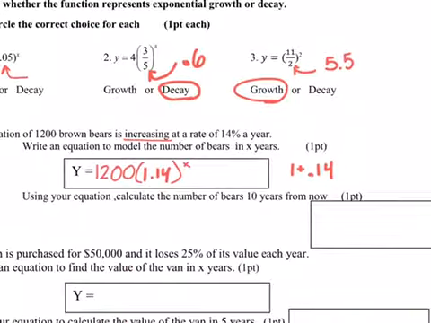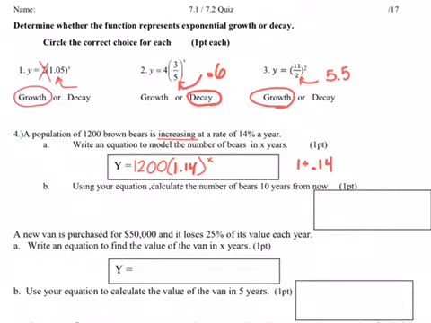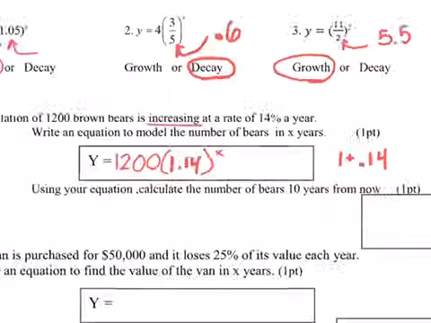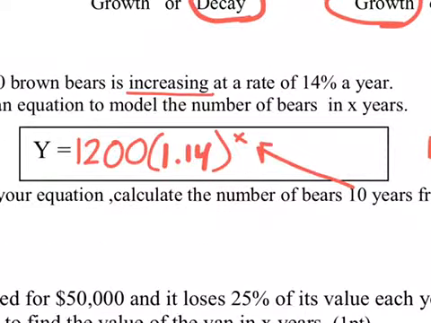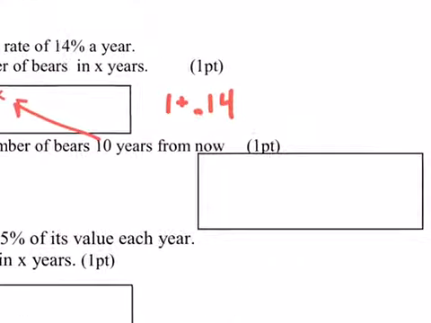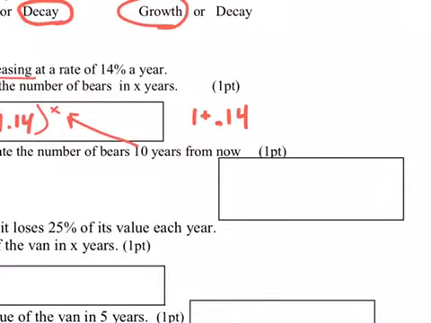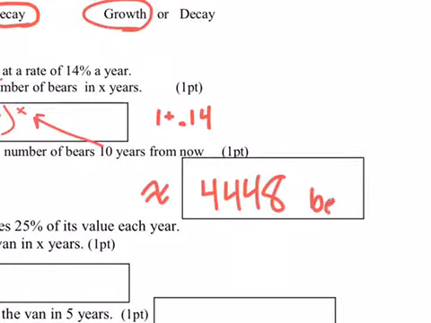1.14. All right, now when we need to calculate using our equation the number of bears in 10 years, we are simply going to type that in on our calculator, except we're going to make the exponent a 10. And when we do this, we've got a population of bears landing at, or around, approximately 4,448 bears.